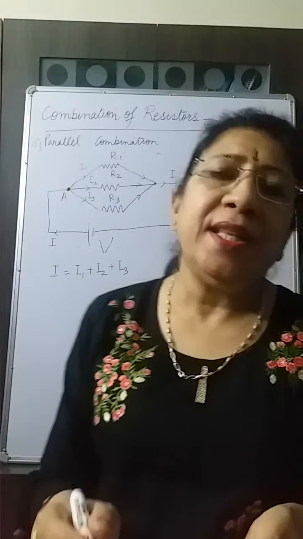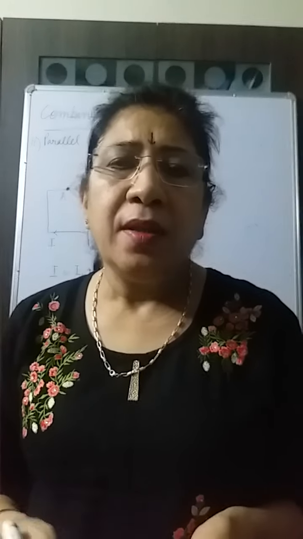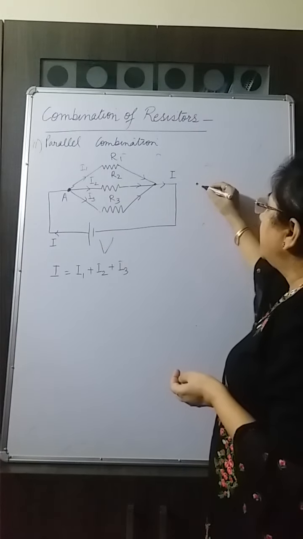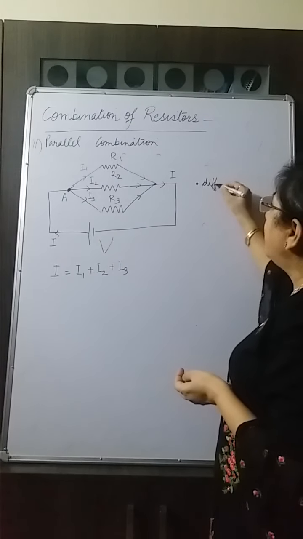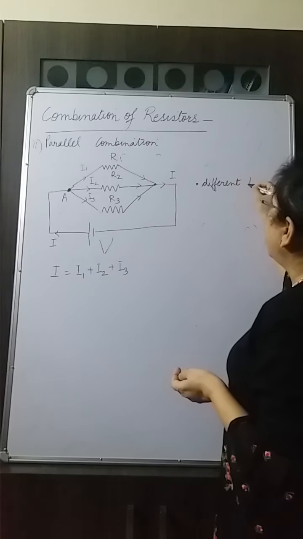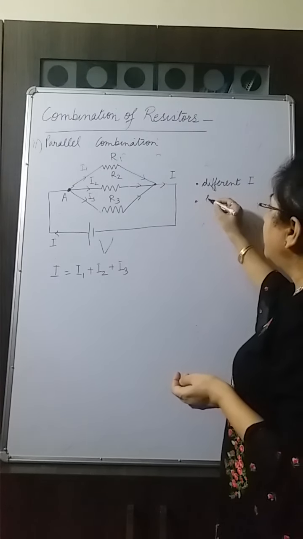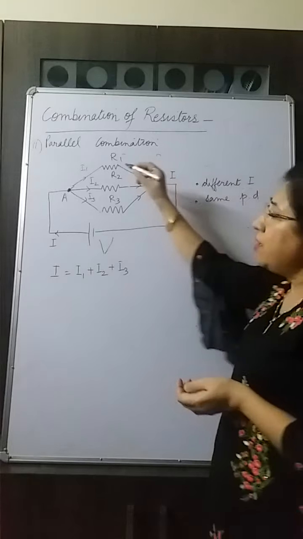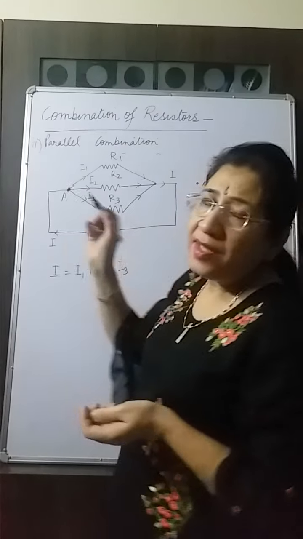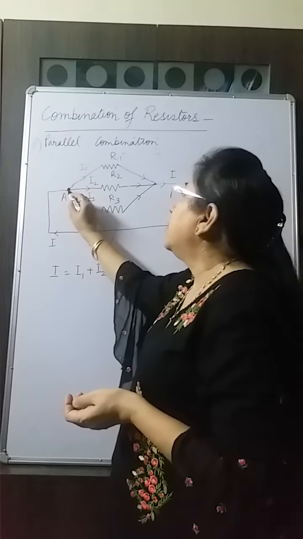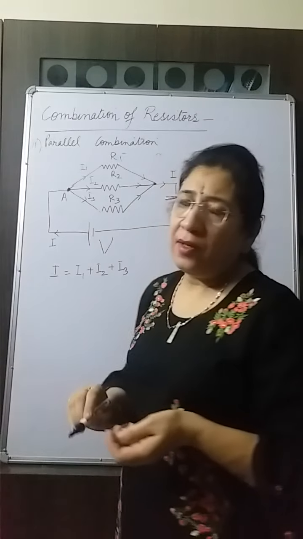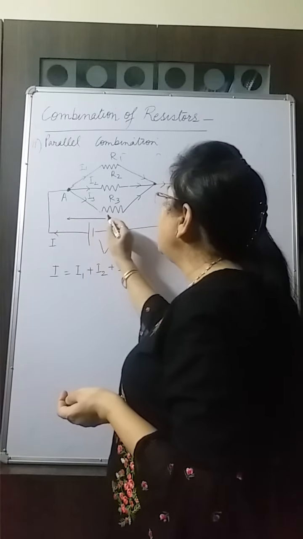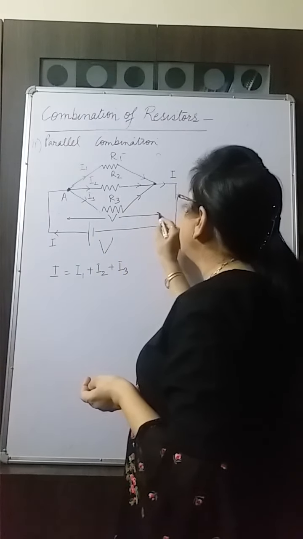As we had seen in series combination, the same thing here. Here the current is different. For the three resistors, the current is different and the potential difference across the three resistors is the same. Why is it the same? Because the two ends of each resistor are common, so the potential difference across each of them is the same.